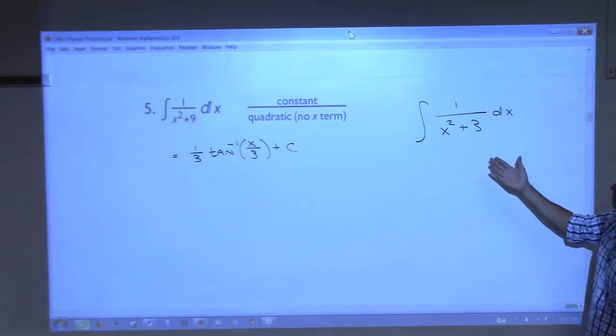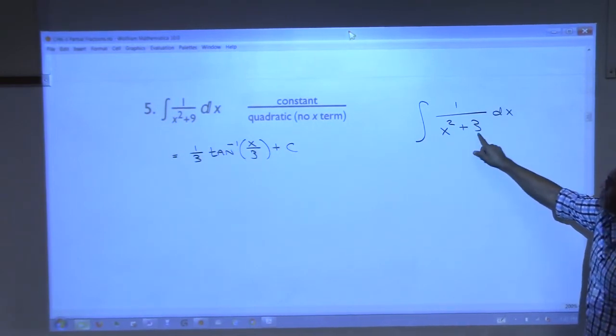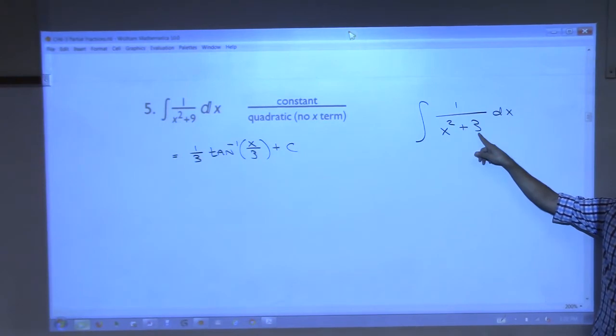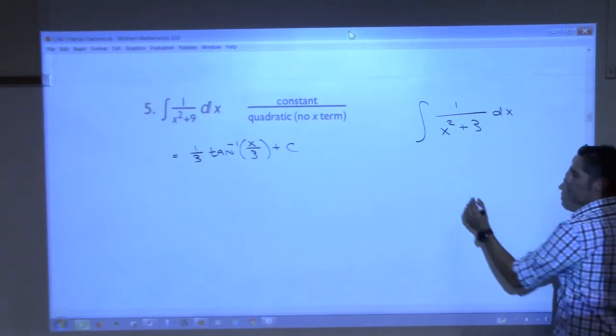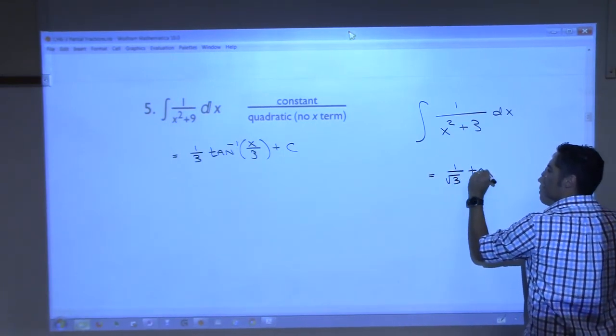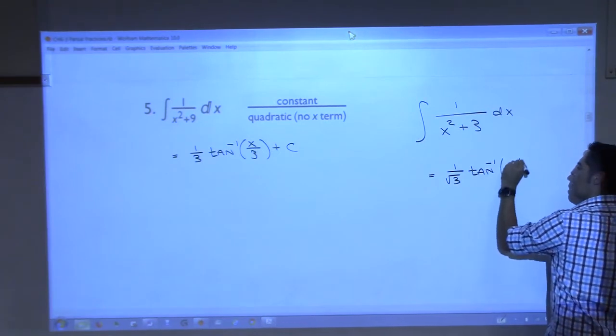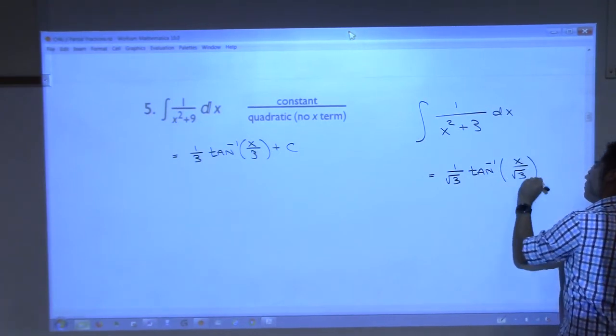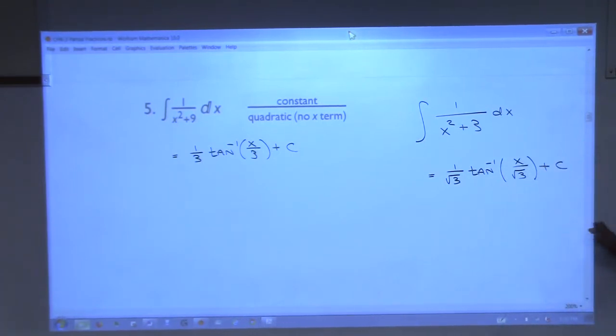It's just 1 over the square root of 3. Yeah, we have to look at 3 as being root 3 squared. So I can go straight to the formula on this one. This is 1 over root 3 arctangent of x over root 3 plus c, and I'm done. Yes?